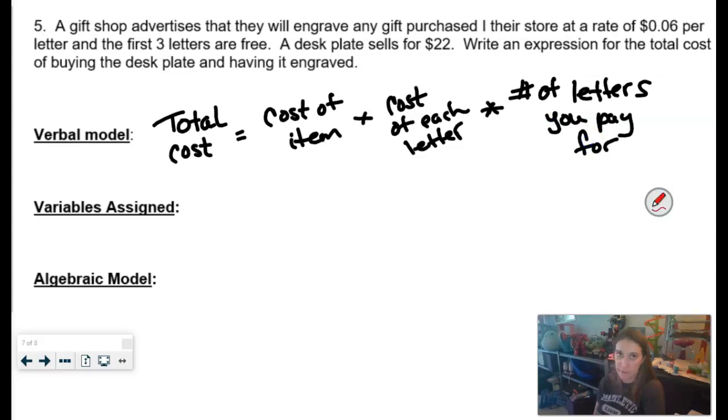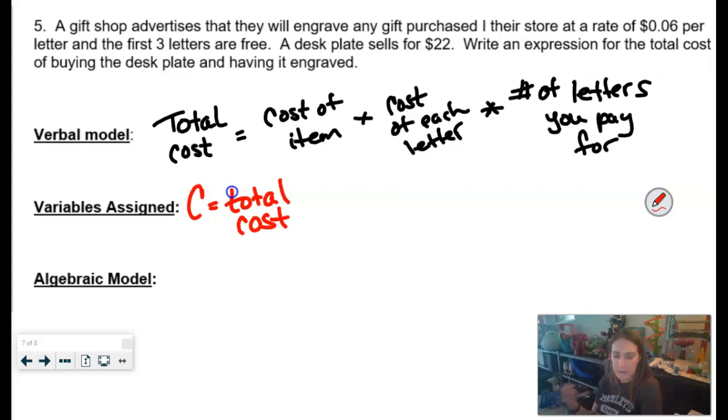All right, so variables. They didn't tell me variables this time. So the things that are going to be different for all of the customers would be total cost and then the number of letters that we are paying for. That's going to be different, right? And I'll come back to that idea in a minute. So I'm going to get crazy. I'm going to use C for total cost this time. It could be anything. It could be a picture of a unicorn. I don't care. C is the total cost.